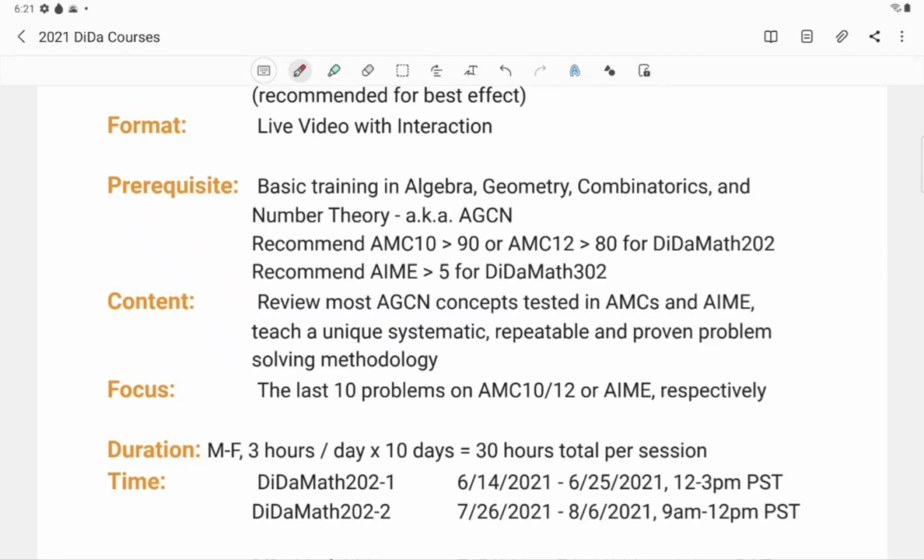For AMC 10/12, there are a total of 25 questions, so the last 10 would be from problem 16 to problem 25. And because the AIME has 15 problems in the test, the last 10 would be from problem 6 to problem 15. So when you decide on which camps you want to sign up for, or whether you want to sign up, keep that in mind. Otherwise, you may not get out as much as you would like. So please be forewarned.